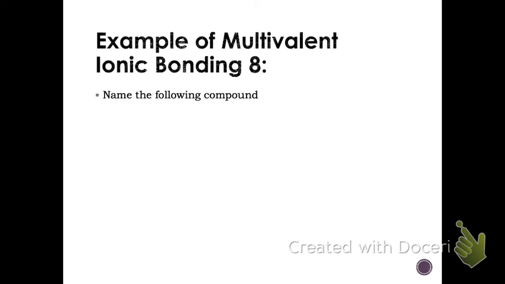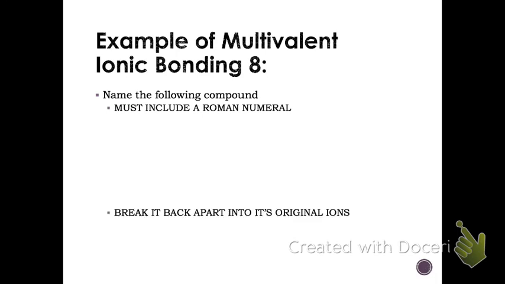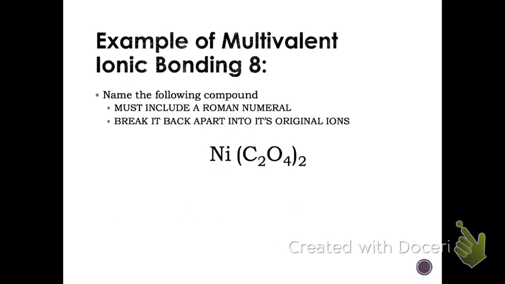All right. Last one. So this is Ni(C2O4)2. C2O4 is called oxalate. We've got 2 oxalates. We've got 1 nickel. And the charge on the nickel has to be 2.